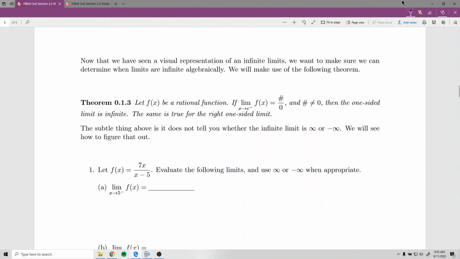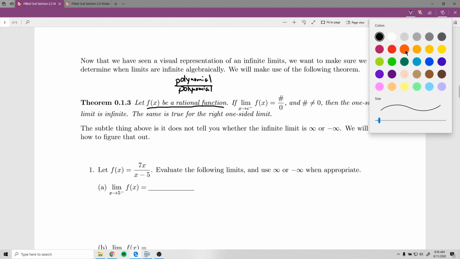All right, so this theorem says let f of x be a rational function. That means it's a polynomial over a polynomial. In fact, you can go even farther, even though rational function technically means this. As long as it's not piecewise and it's a fraction, you're probably looking at something that's going to work here. But a rational function is a polynomial over a polynomial, which is all we'll be dealing with in this section.